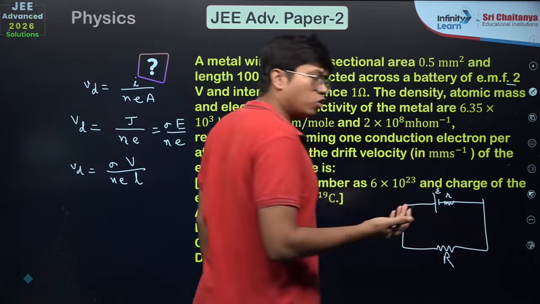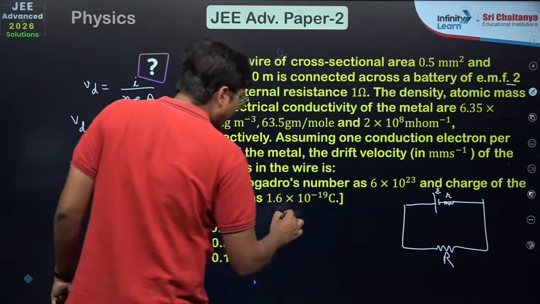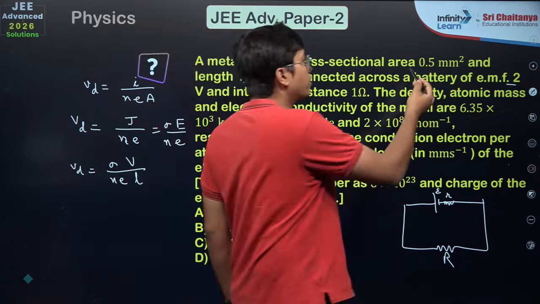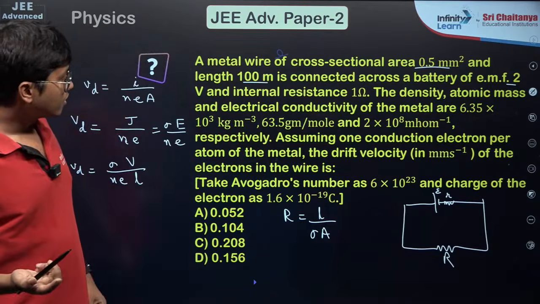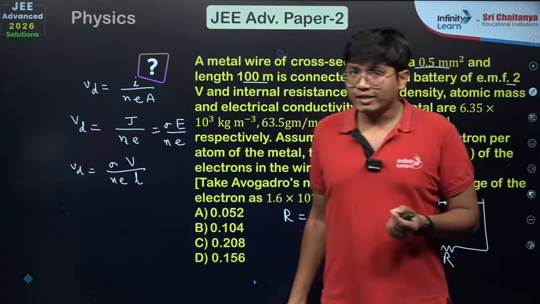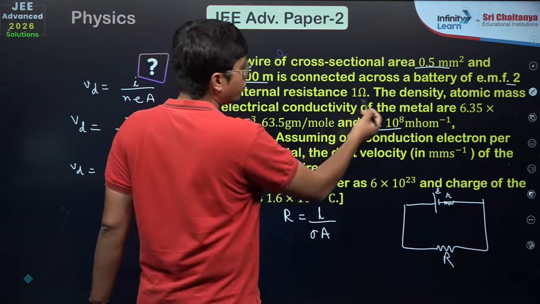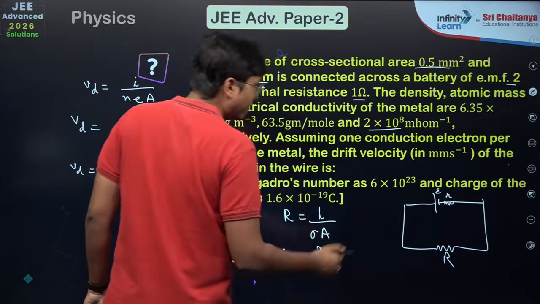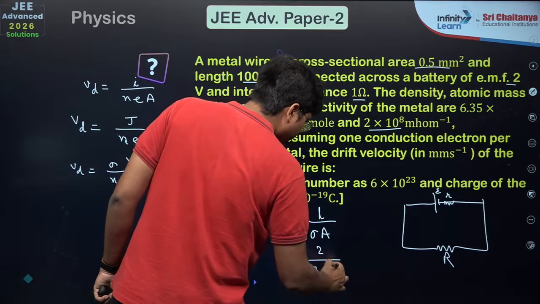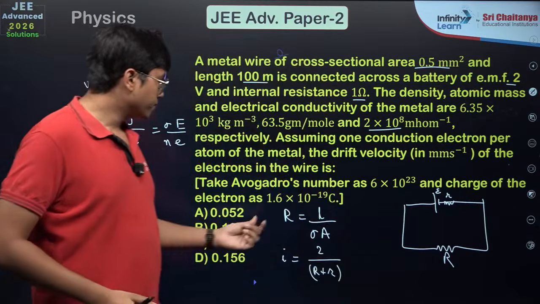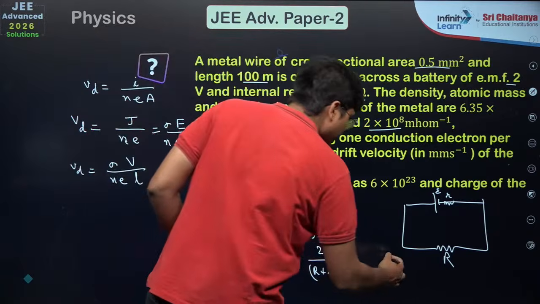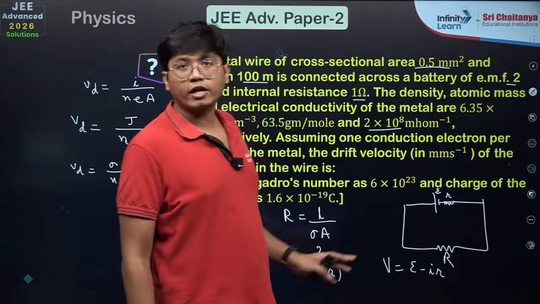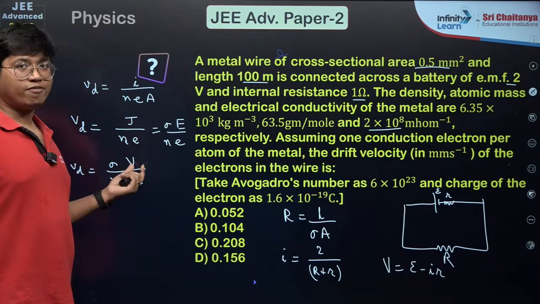How do you do that? If your EMF is given, you can assume the external resistance is capital R, whose value you can get as L divided by sigma A. The length is provided, the area is provided, and the conductivity sigma is also provided. So you can get the external resistance's value. The internal resistance is given too, so you can get the current. The current is equal to the EMF, which is 2 volt, divided by capital R plus small r. I'm not getting into the heavy calculations here. Once you have the current, the voltage is V equals EMF minus I times small r. The EMF you know as 2 volt, and I you would get from here. Plug that V in this formula.